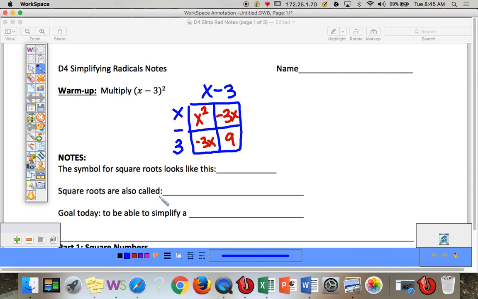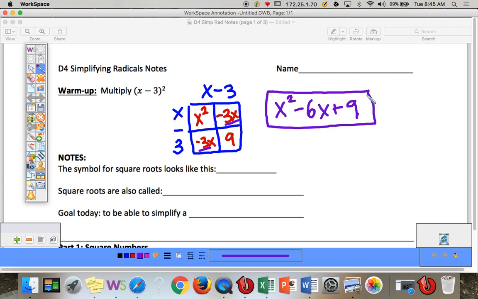We're going to combine like terms, which would be our negative 3x and our negative 3x, and then write it in standard or general form, which is the highest power, highest exponent, x squared, on down. So we have x squared minus 6x plus 9. So we spent a few days multiplying out these polynomials.